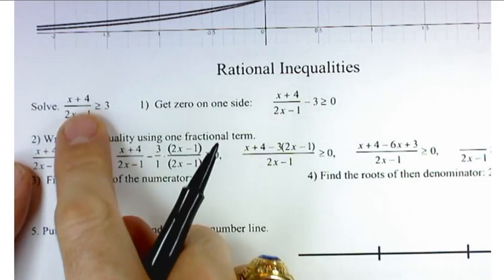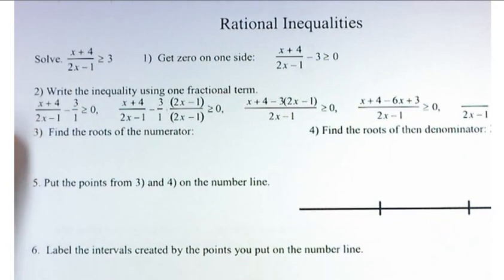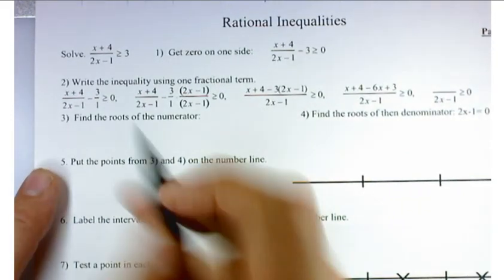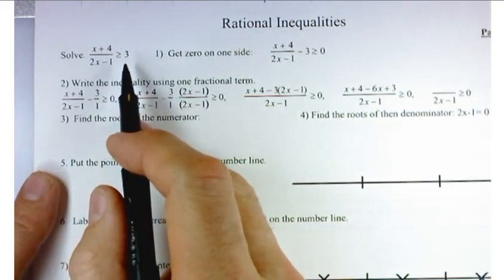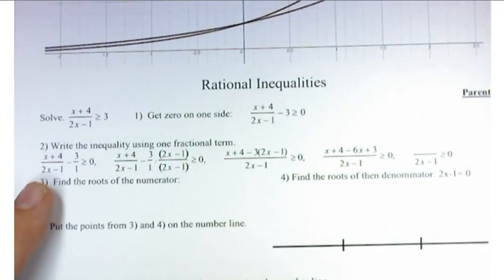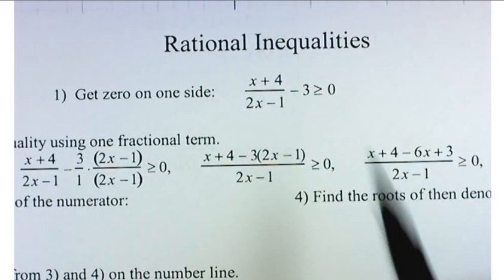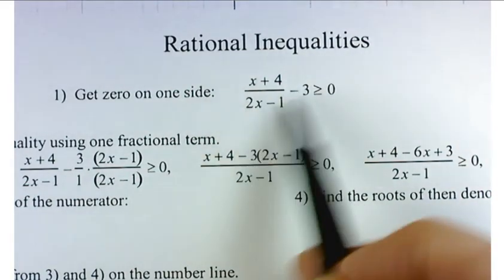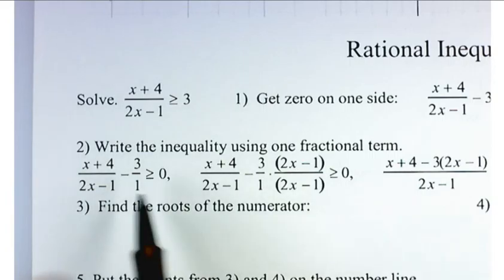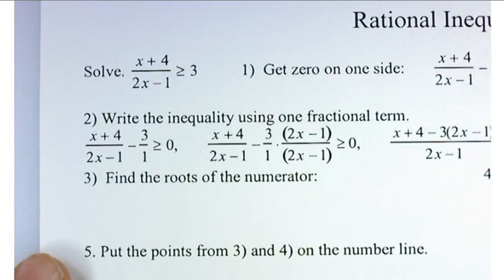So this is a rational inequality. Just an inequality that involves a rational function. The first thing you're going to do is get 0 on one side. So that's pretty easy. Just move the 3 to the other side. But then it gets a little difficult. You have to write this as one term. You have to write it as a ratio of one term. So what that means is you need a common denominator. If you think of 3 as being 3 over 1, then the common denominator is 2x minus 1.